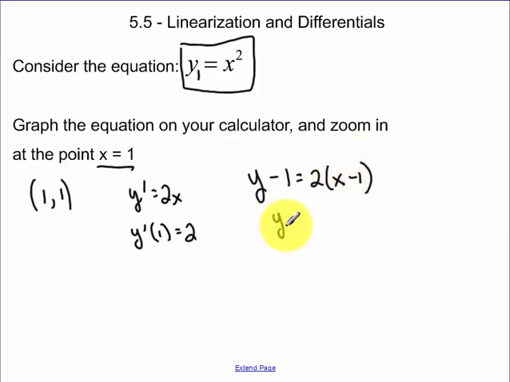is that I'm going to solve for y so that it's easiest for us to plug into our calculator. I'm not going to simplify. In y2, I want you to put that equation. And let's zoom in at the point x equals 1. And I'm going to do that next in the video. And there's an important concept that I want you guys to realize.